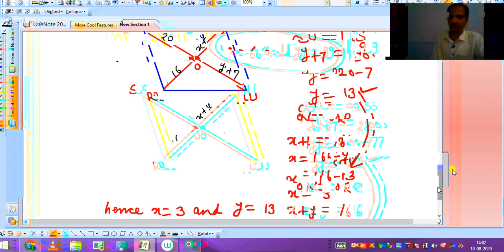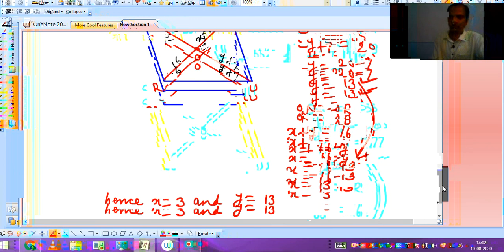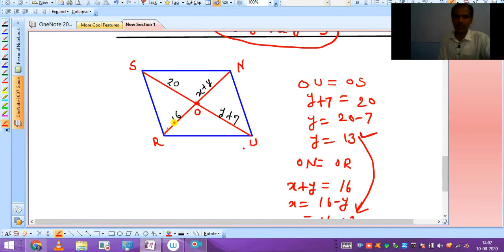And you can also cross check it. So, 13 plus 3 is 16. And 13 plus 7 is 20. So, O is the midpoint and we use the property of diagonals. What is the property? The diagonals of a quadrilateral bisect each other.